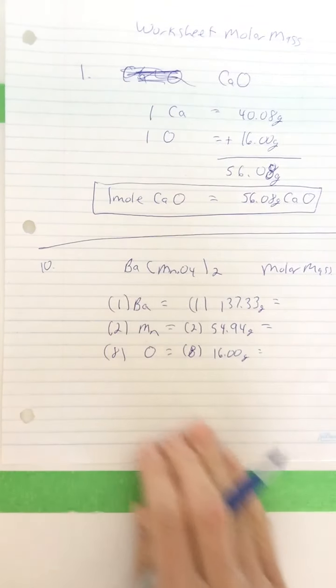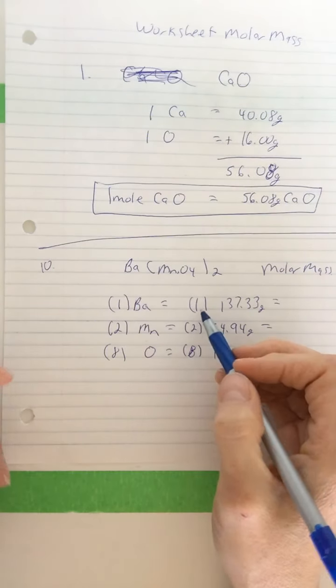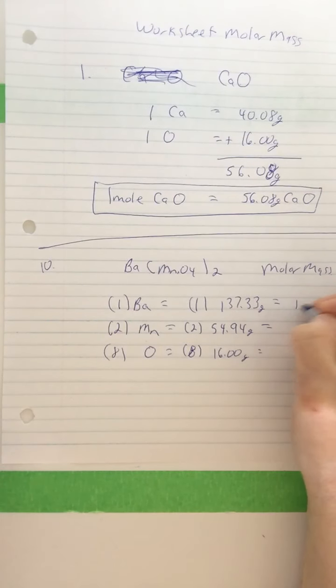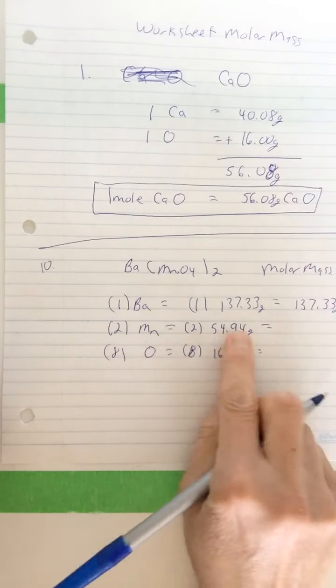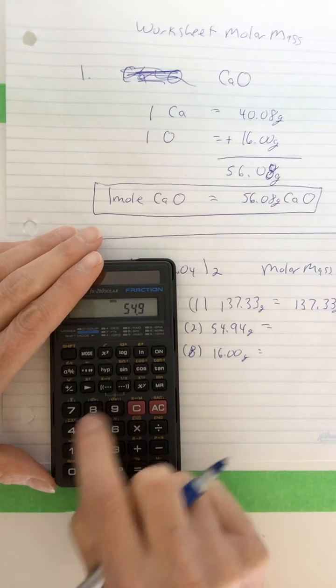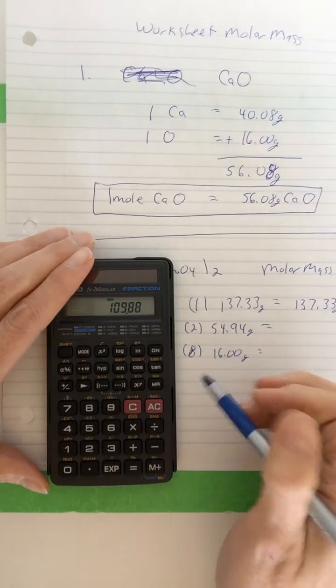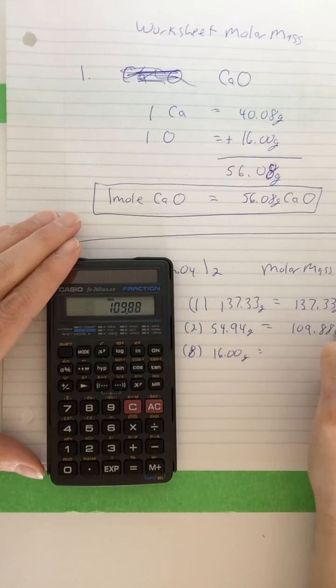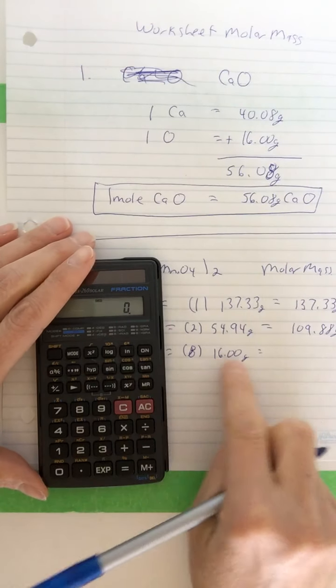So then we gotta multiply these out and add them. The first one's easy because I only have 1. 1 times 137.33 is 137.33 grams. So then we have to do the second one. 54.94 times 2. I got 109.88 grams. And then I have to do 8 times 16.